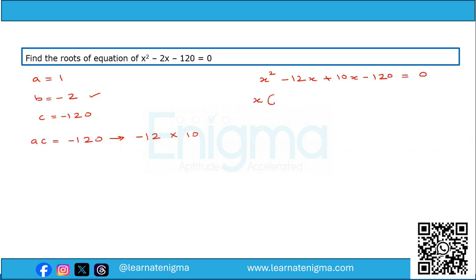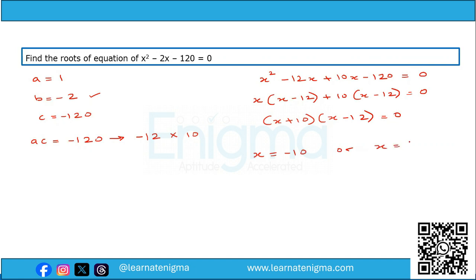Taking x common from the first two terms, x into (x − 12), plus 10 common, we have (x − 12) again, which is equal to 0. So therefore, (x + 10) multiplied by (x − 12) is equal to 0. So therefore, we can say the roots are x = −10 or x = 12.